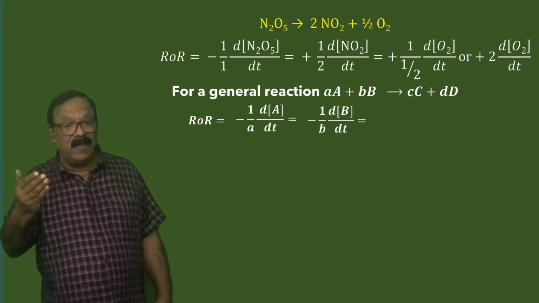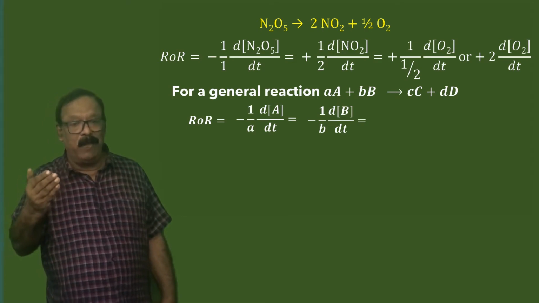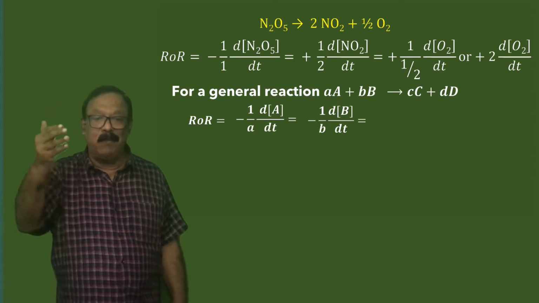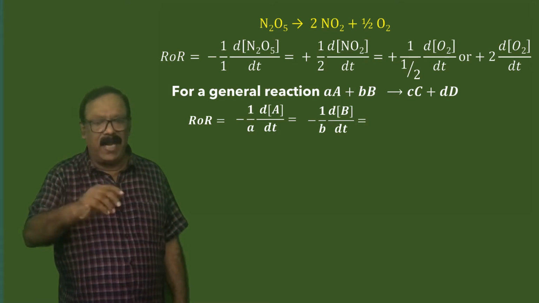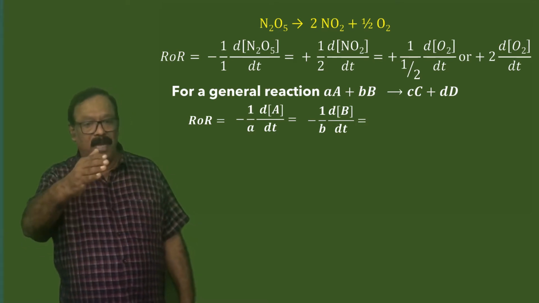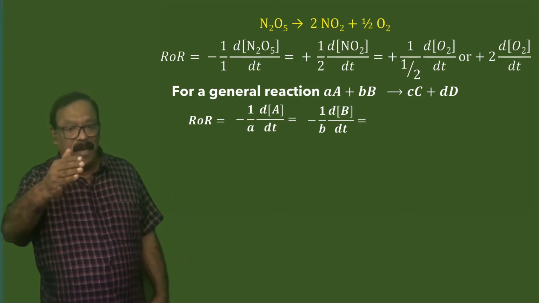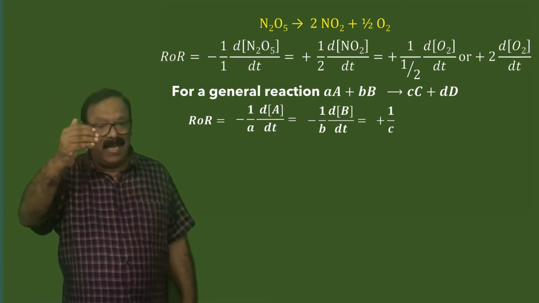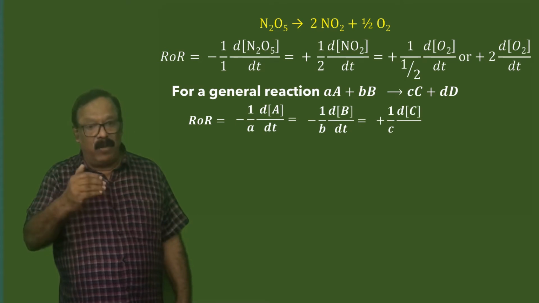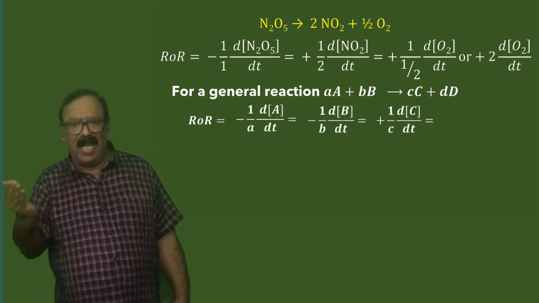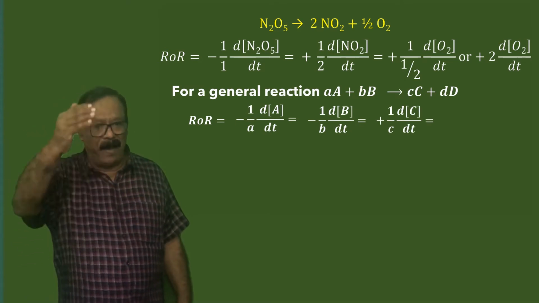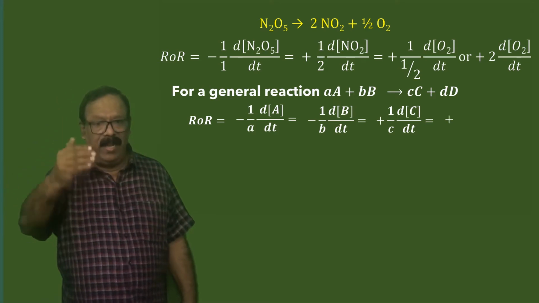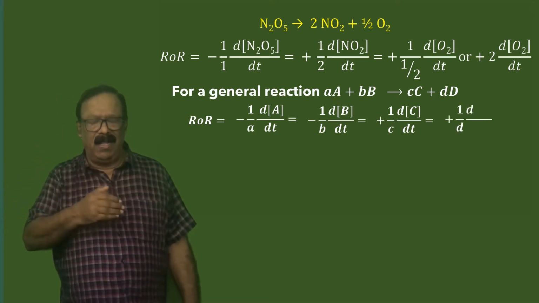In the case of product, do you have to put the minus sign? No, but instead put the plus sign. You can also write it without the plus sign. So what will be the case of product? How will you write? This will be plus 1 by c d of C by dt. This will be equal to the last product, 1 by d d of D by dt.